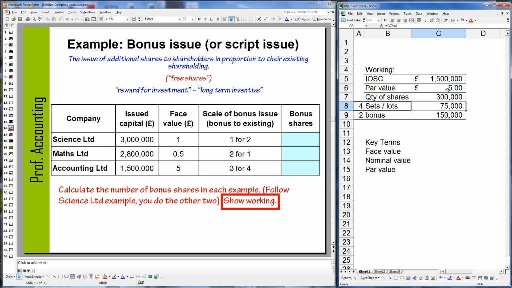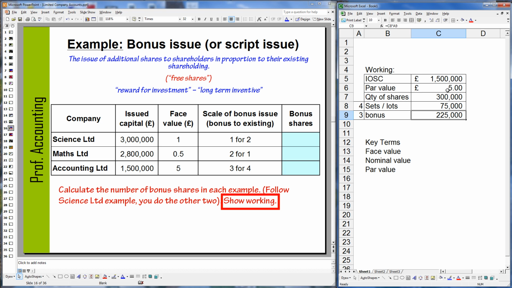That gives you 225,000 shares. So the number of extra shares, the bonus shares, the free shares, is 225,000. That's your answer for the Accounting Limited. Hopefully you found that useful for bonus issue. Let's now go over and look at the next bit of the PowerPoint.